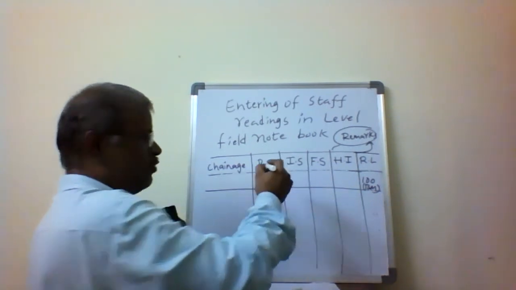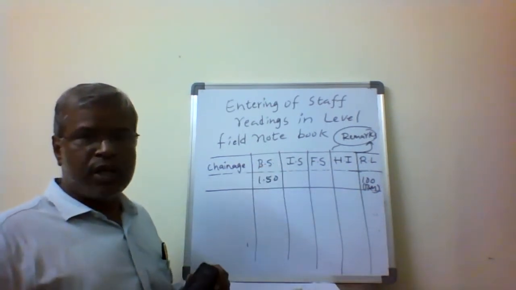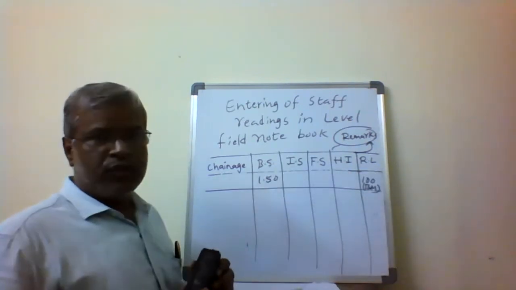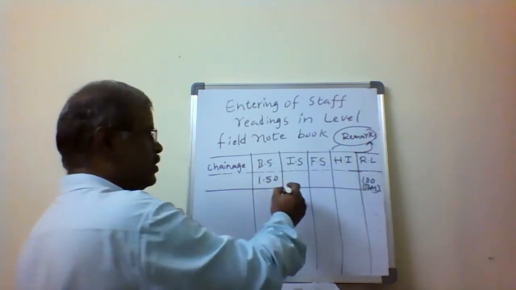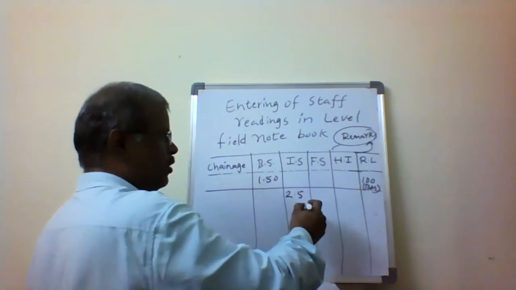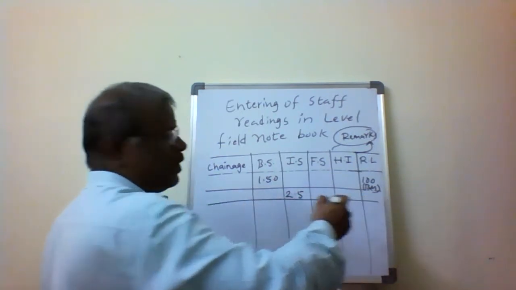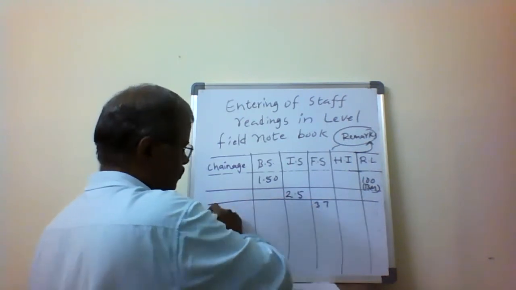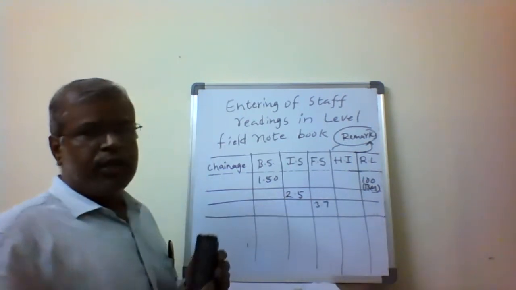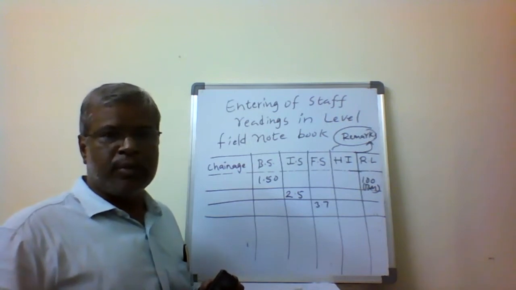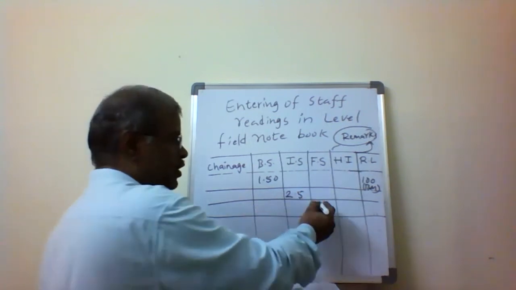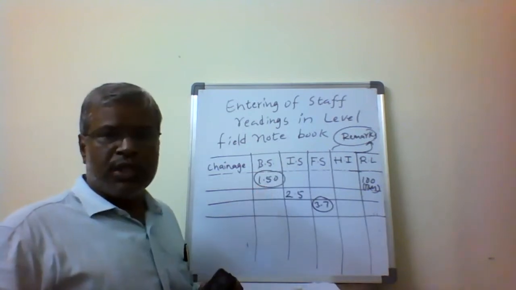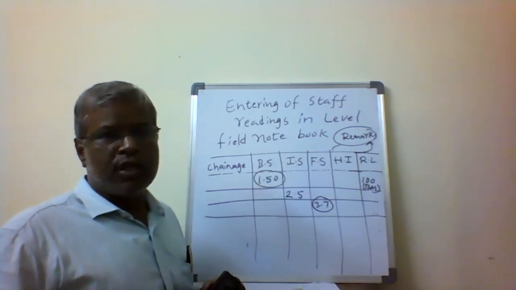So the first reading is the backside, taken on the benchmark, 1.50. That's why the first row will have 1.5. For the intermediate side, I am taking 2.5. Then I am taking the foresight reading 3.7. The foresight is the last reading and the first reading is the backside, so the foresight indicates the shifting of the instrument.